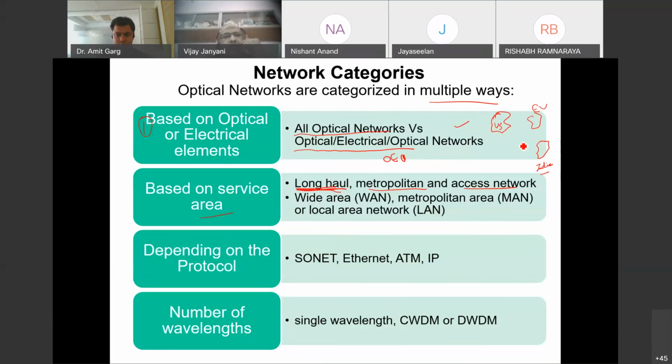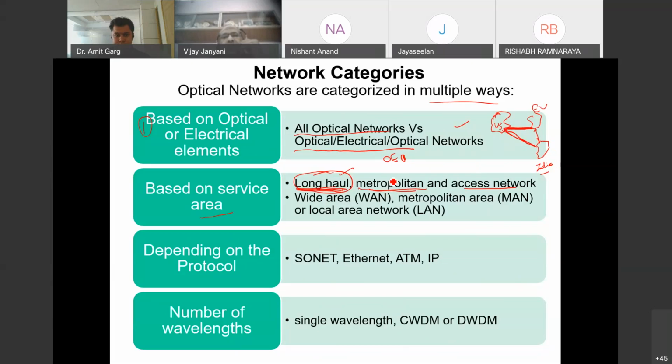So India here. What I mean to say is long haul networks are these networks which carry huge amount of data. Undersea optical cables carry huge amount of data from one continent to another continent. Those are called long haul networks. They span hundreds or thousands of kilometers.